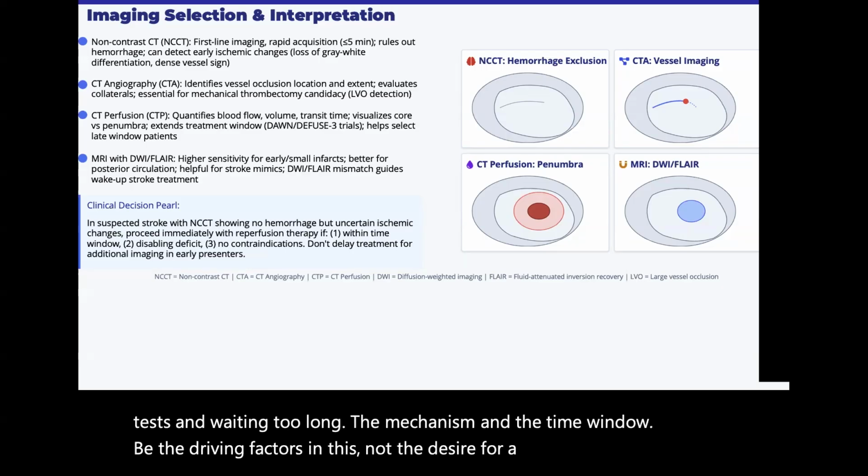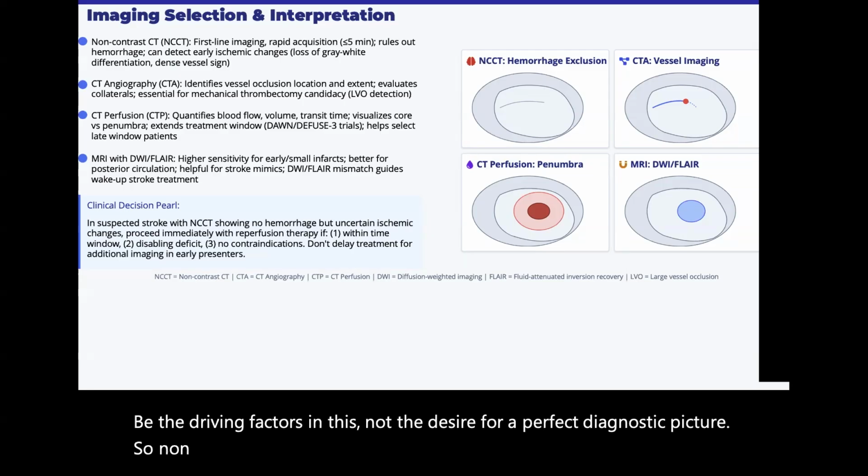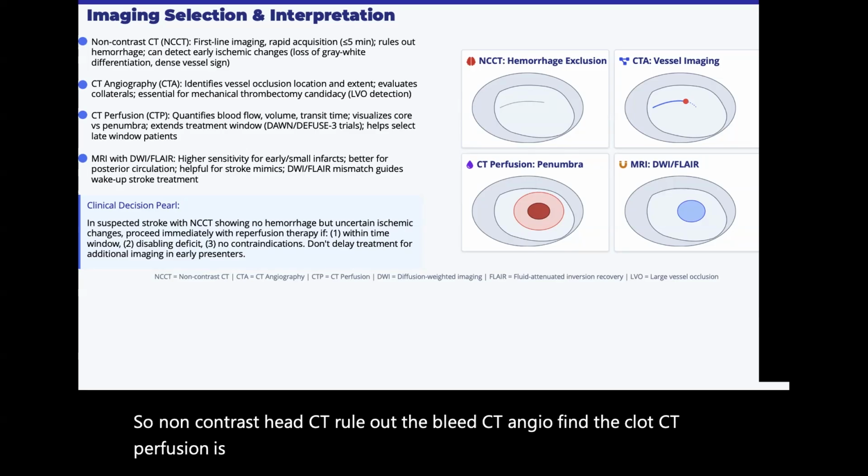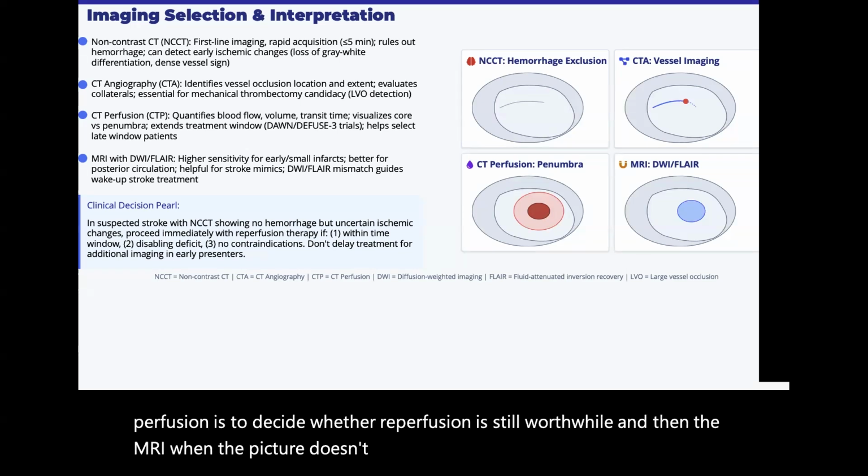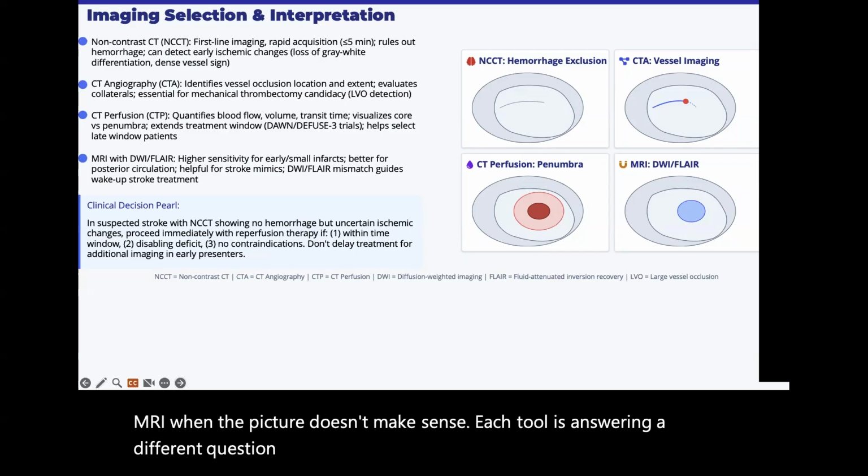So non-contrast head CT, rule out the bleed. CT angio, find the clot. CT perfusion is to decide whether reperfusion is still worthwhile, and then the MRI when the picture doesn't make sense. Each tool is answering a different question. The faster you match it, the better the outcome.